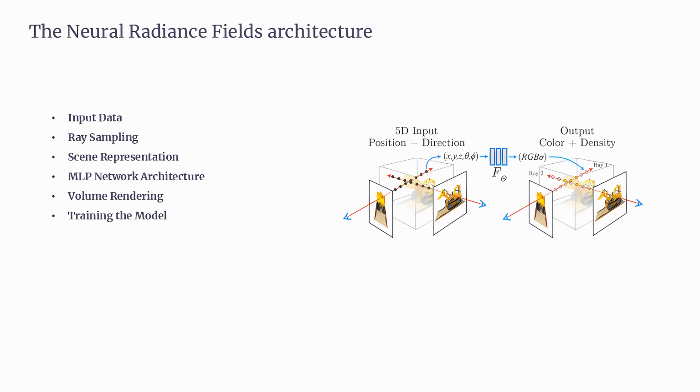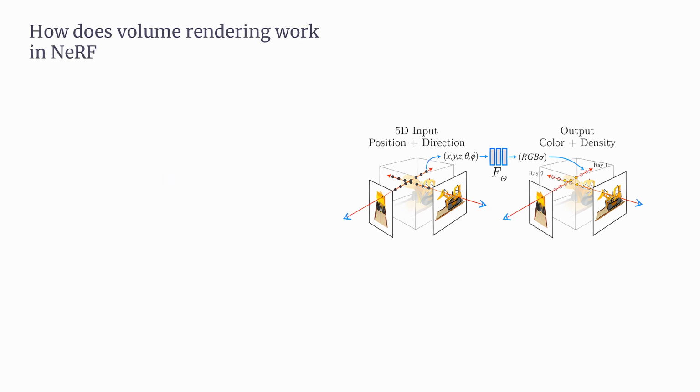In summary, Neural Radiance Fields represents a huge leap forward in the way we can generate 3D scenes from 2D images. By leveraging deep learning, NeRF can produce highly detailed photorealistic renderings, capturing complex light interactions and geometric details. Now, let's dive into how volume rendering works in Neural Radiance Fields, and how this process enables the generation of photorealistic images from 3-dimensional scene representations.